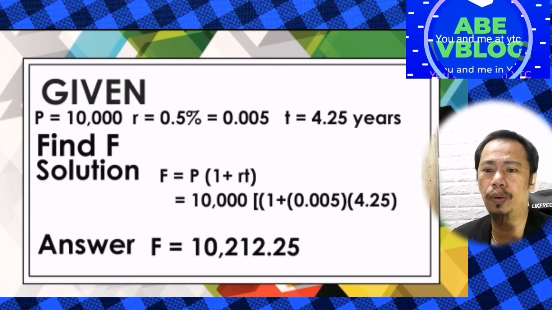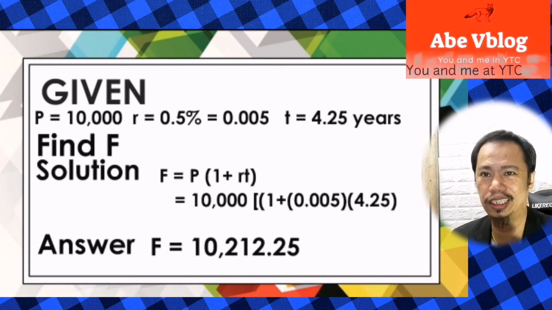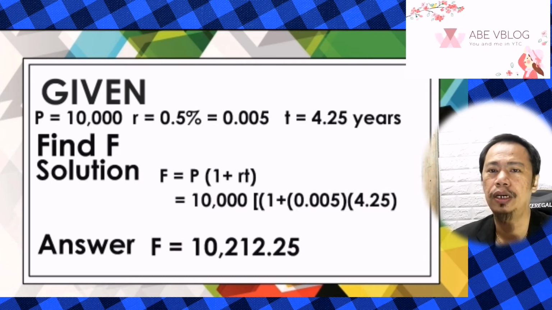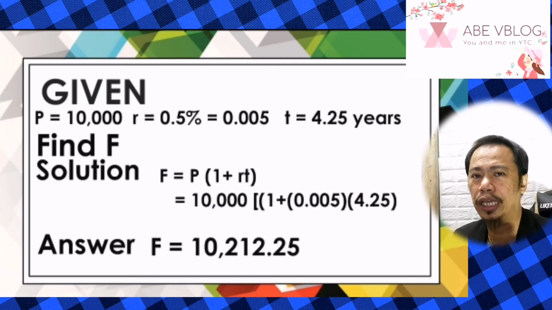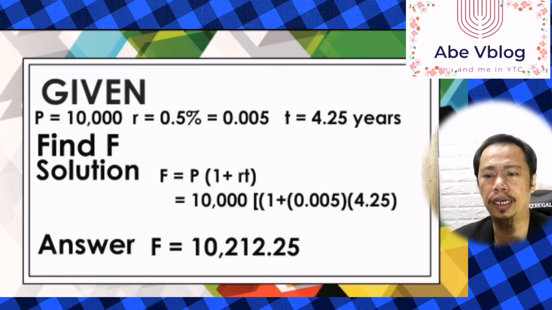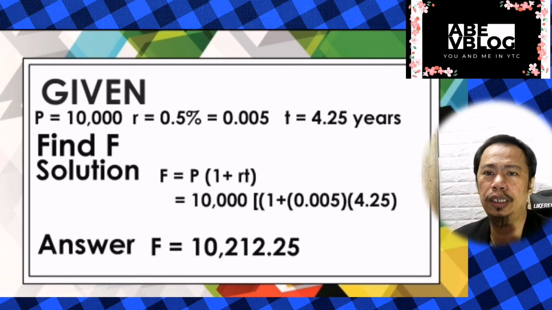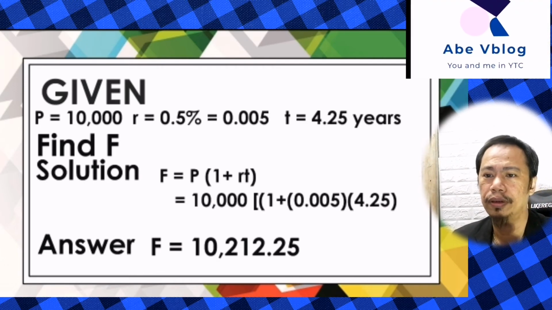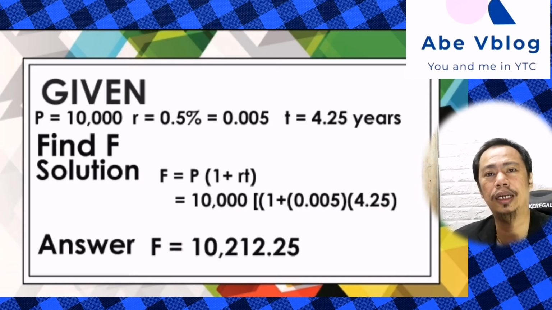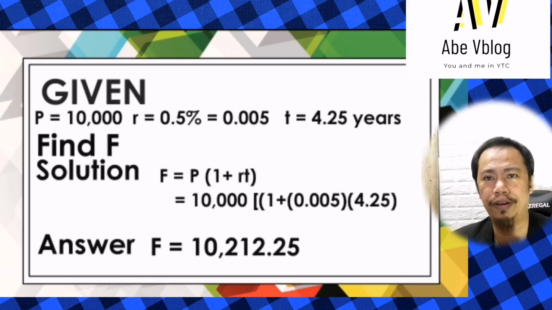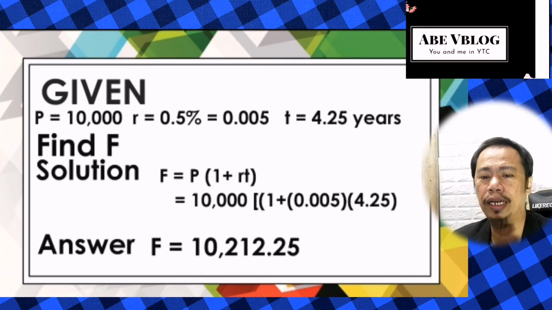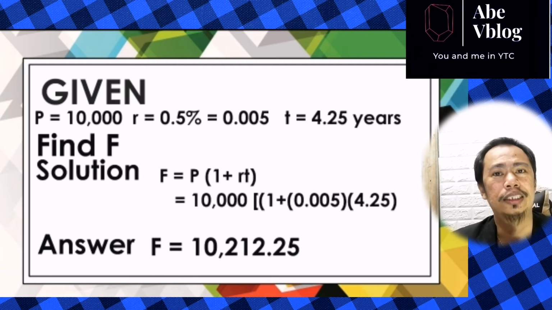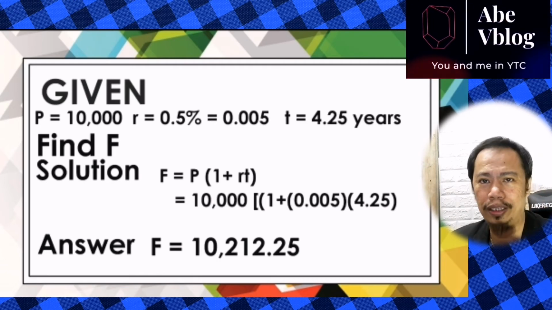This time we don't solve for the I or the IS. So F is equal to P multiplied by 1 plus RT. We substitute the given value 10,000, then multiply it by 1 plus 0.005 multiplied by 4.25. So the money is 10,212.25. The future value of the 10,000 after 4.25 years is 10,212 and 25 cents.